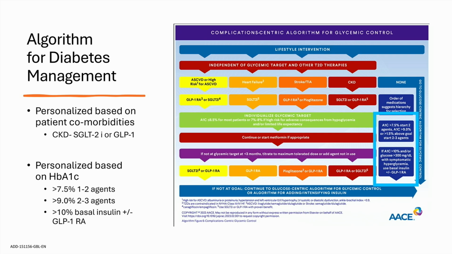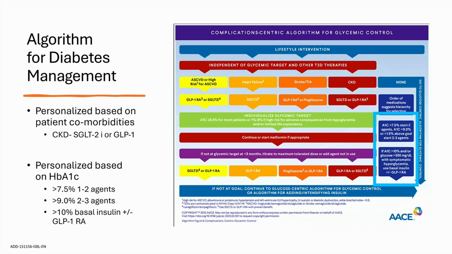If somebody comes in with a hemoglobin A1C of greater than 10%, because the A1C is so high and there's also a component of glucose toxicity, I'm going to start them right off the bat on insulin. I might do insulin plus a GLP-1 receptor agonist. I might do basal insulin and short-acting insulin, really depending on the patient. And then I'll bring them back and see how the hemoglobin A1C is doing and whether I can tweak it a little bit more.